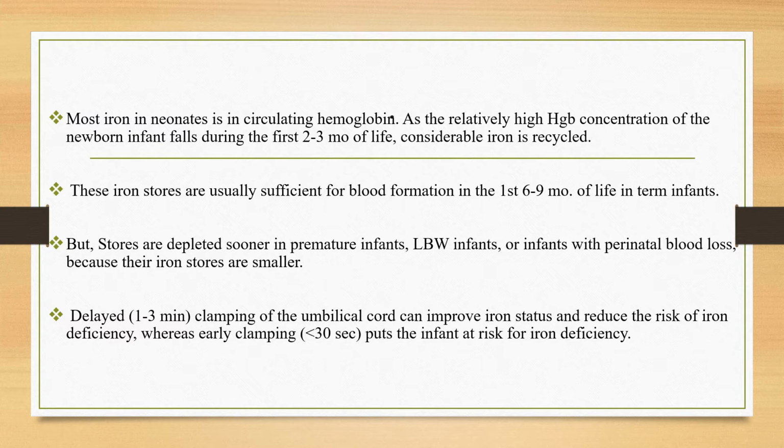Delayed clamping of the umbilical cord can improve iron status and reduce the risk of iron deficiency in early childhood, whereas early clamping, that means less than 30 seconds, puts the infant at risk for iron deficiency anemia. So, as much as possible, delayed clamping of the umbilical cord is important, and we should delay the cutting of the umbilical cord for at least 1 to 3 minutes to increase the iron store of the body of the child.